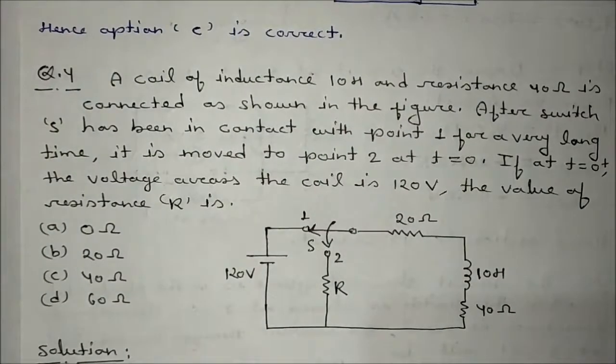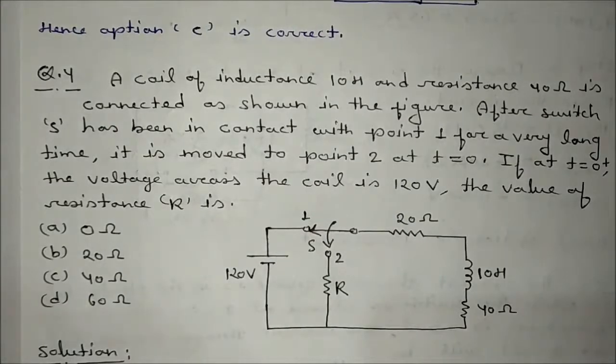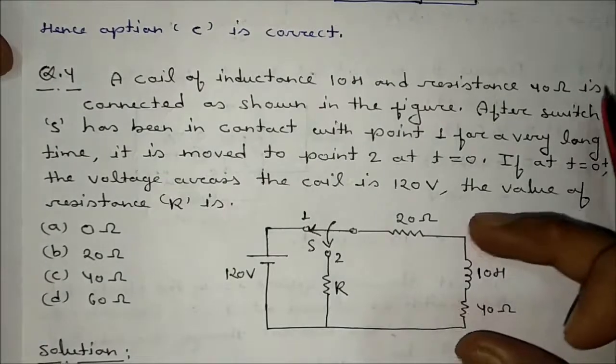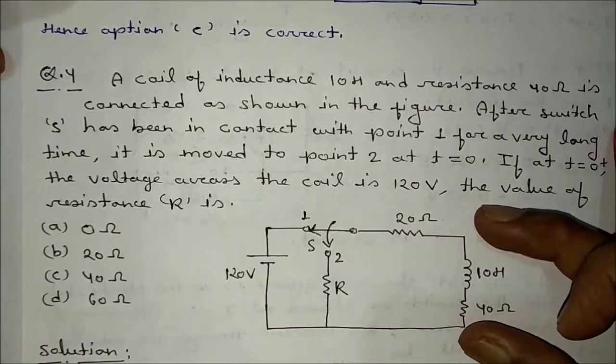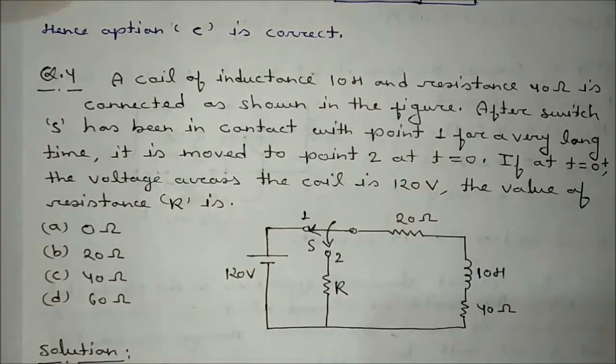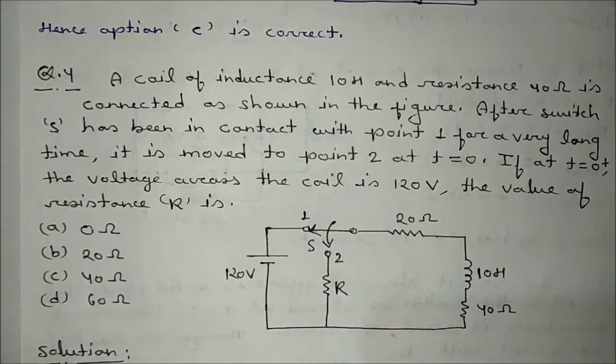Now the next question is what? A coil of inductance 10 Henry and resistance 40 ohm is connected as shown in figure. After switch S has been in contact with point 1 for a very long time, it is moved to point 2 at t equal to 0. If at t equal to 0 plus, the voltage across this coil is 120 volt, the value of resistance R will be. So again the problem is at t equal to 0 plus condition. We will do it step by step.